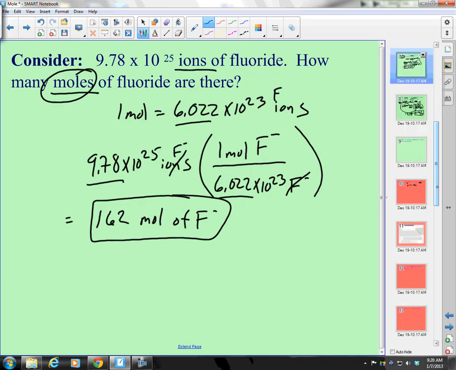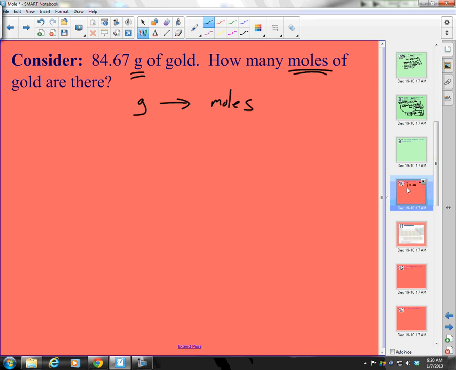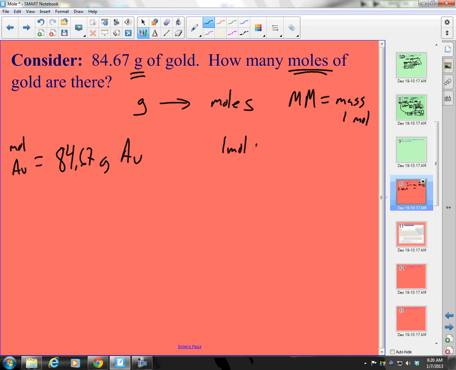Yikes, we need to go farther, don't we? We're here. What do I have? I start off with grams of gold, 84.67 grams of gold, and I want to find out moles of gold. And so I need some kind of equality, and we said that molar mass is equal to the mass of 1 mole. So that means 1 mole of gold has a mass of so many grams, right? And how do I figure that out? Well, we use the periodic table.